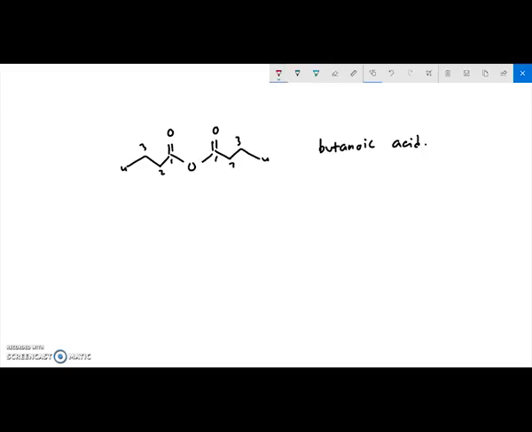However, in this structure, we realize that this is an anhydride. Instead of using acid, we're going to replace it with anhydride, butanoic anhydride. Please take note that instead of writing as dibutanoic anhydride, we're only going to use one butanoic anhydride. We're using this because it is a symmetrical anhydride.